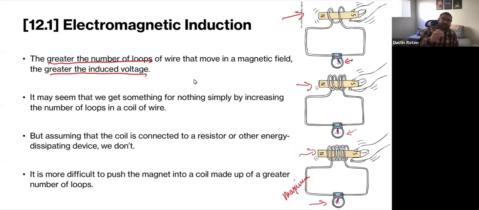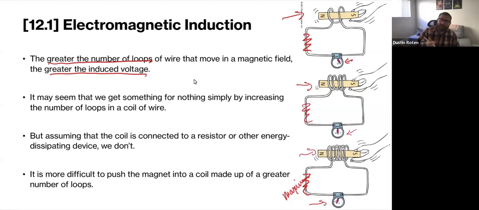It kind of seems that we get something from nothing just if we increase the number of loops, but that's actually not quite true. This is if you assume that your coil is connected to some sort of resistor or energy-dissipating device. So if we were to have a resistor in here, it turns out you're going to lose some energy through the resistor. That sort of gets rid of the whole idea of free energy.